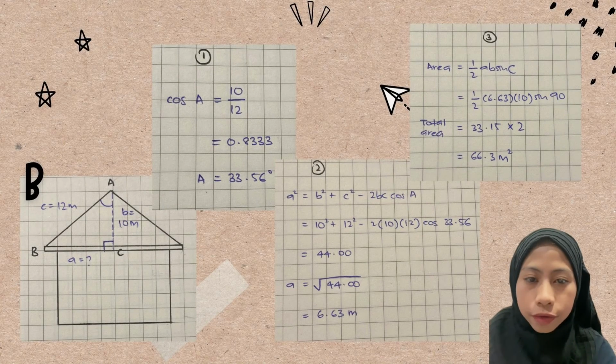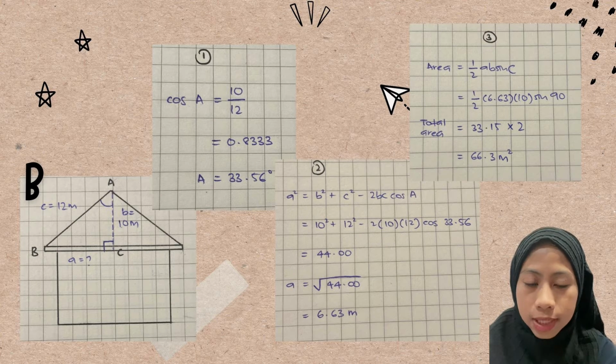For roof B, firstly, we use cos to find the angle of A. The formula for cos is equal to adjacent over hypotenuse. Insert the adjacent as 10 and hypotenuse as 12. Calculate the answer and get 0.8333. Then shift cos 0.8333 and the answer for A is 33.56.